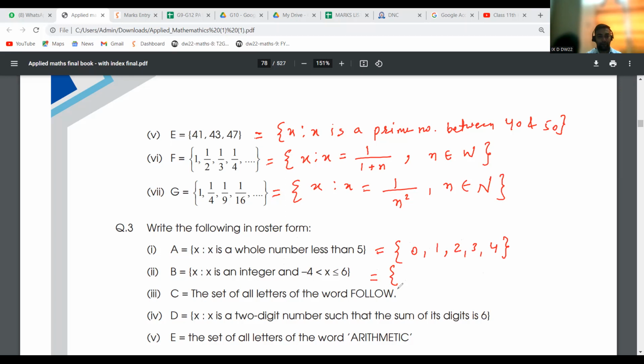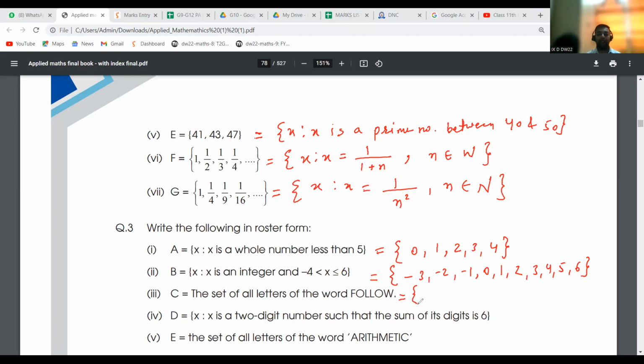Then B is x such that x is an integer, so x lies between -4 and 6. 6 is included, but -4 is not. So -3, -2, -1, 0, 1, 2, 3, 4, 5, and 6. These are the numbers which will be included in the given set.